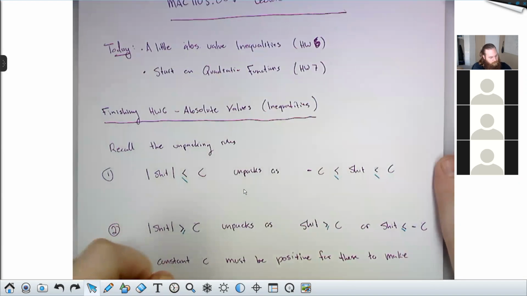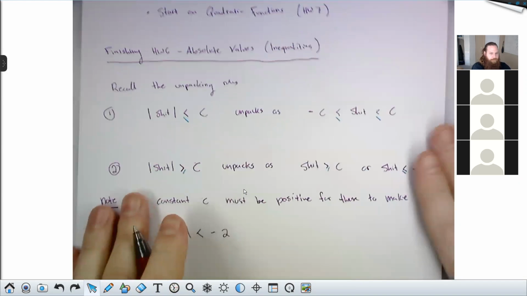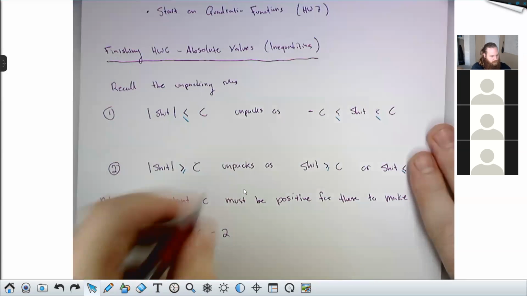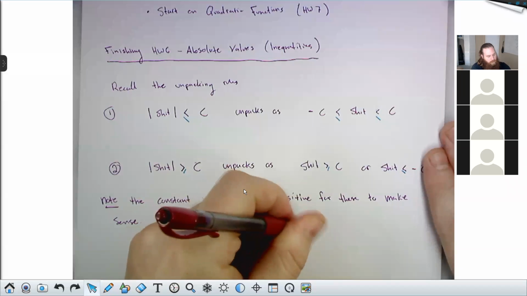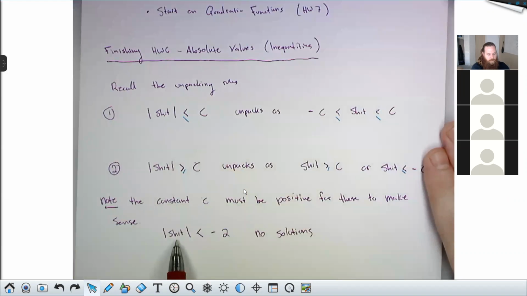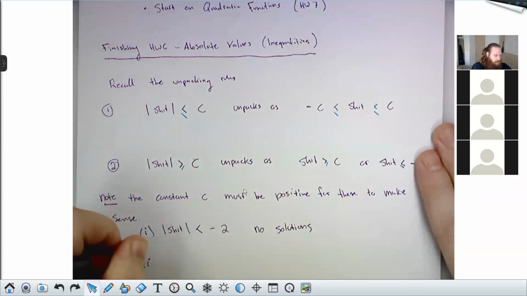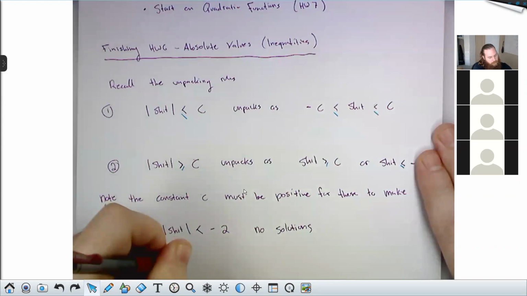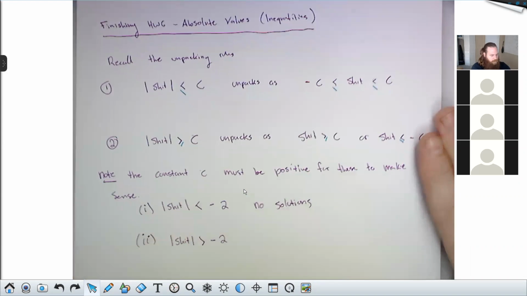If you have something like the absolute value of some expression is less than -2, this will always have no solutions. Or whatever, if anything over here is negative, this will always have no solutions, because it's not possible for the absolute value of some expression to ever be negative. And if you're less than -2, that means you're definitely negative. So this sort of thing always has no solutions. And if you've got the absolute value of some expression is greater than a negative constant, this is always true.